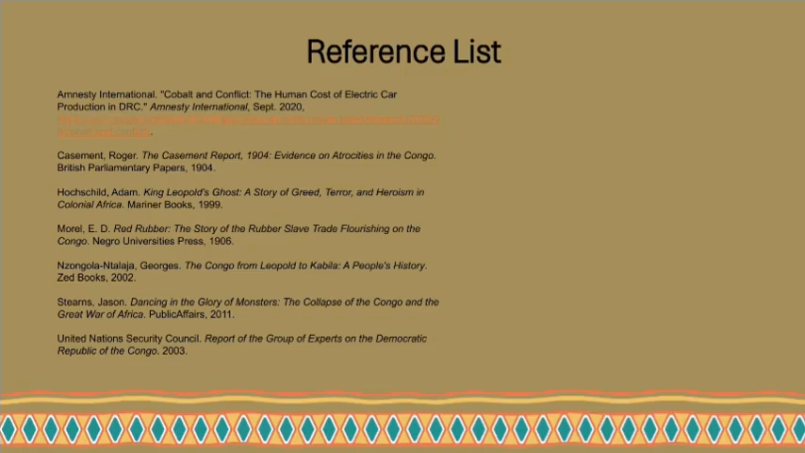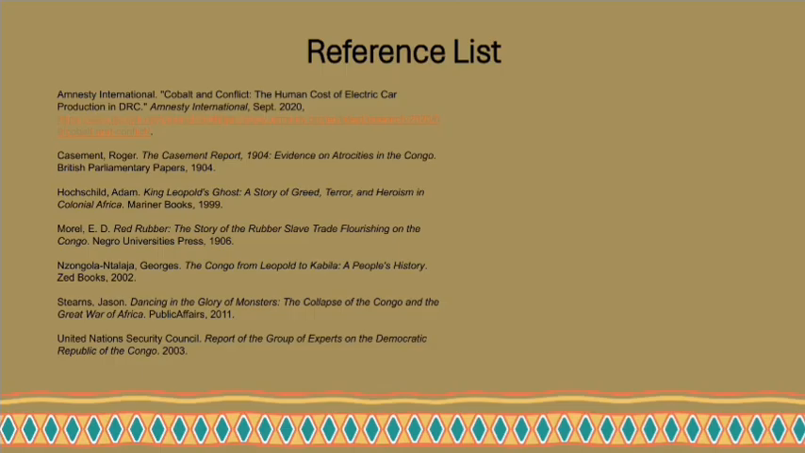And the next one I used was Dancing in the Glory of Monsters: The Collapse of the Congo and the Great War of Africa by Jason Stearns. And this details the collapse of Zaire under Mobutu, and it also highlights the start of the Congo Wars, and also tackles the Rwandan genocide. And it highlights how it's been the deadliest conflict since World War II at the time.